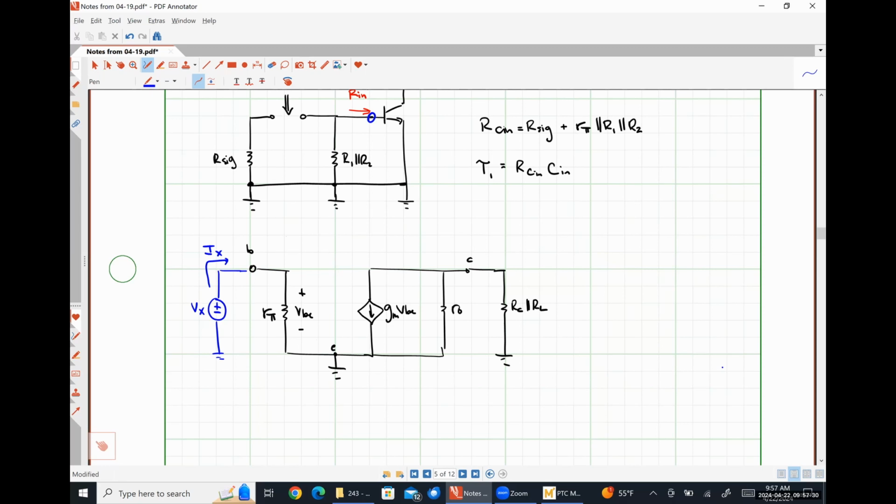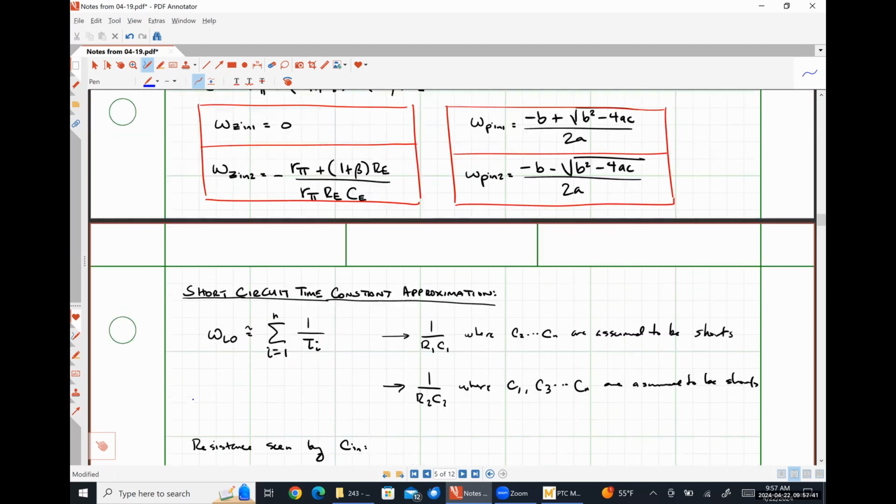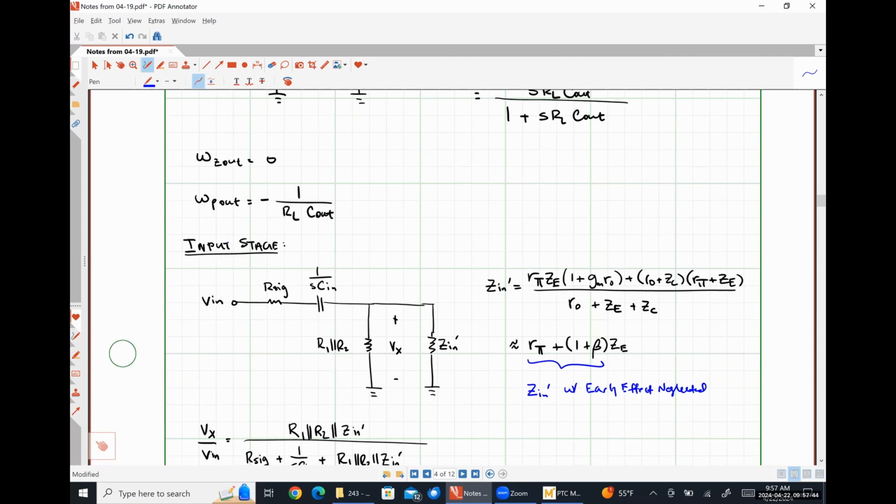So it'll crop up in some places, but it won't crop up particularly here. If we had degeneration, it very much would. Just to be really clear here, if we had degeneration effects present, everywhere that we see this Z, we would just replace it with RE. And everywhere we see this ZC, we would replace it with RC in parallel with R. But the beauty of the short circuit time constant method is that CE is showing up like a short circuit when we're doing this particular analysis, which makes the overall majority of this verifying looking thing away.